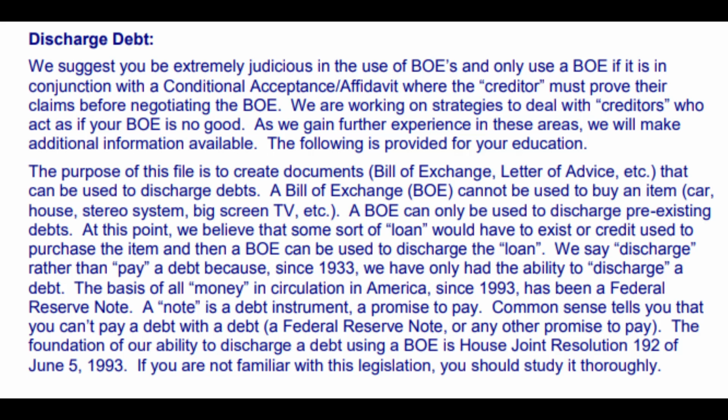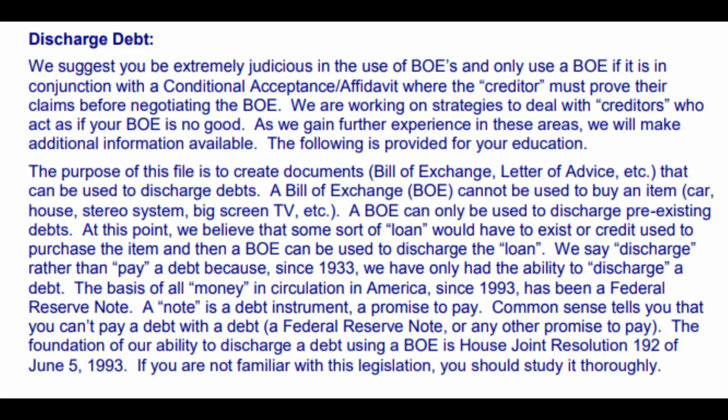The following is provided for your education. The purpose of this file is to create documents, bill of exchange, letter of advice, that can be used to discharge debts. A bill of exchange, BOE, cannot be used to buy an item, a car, house, stereo, big screen TV, etc. A bill of exchange can only be used to discharge pre-existing debts. At this point, we believe that some sort of loan would have to exist or credit used to purchase the item, and then a BOE can be used to discharge the loan.